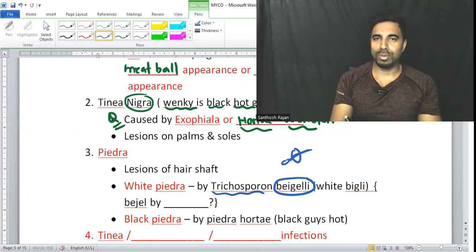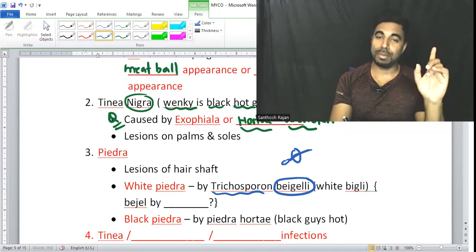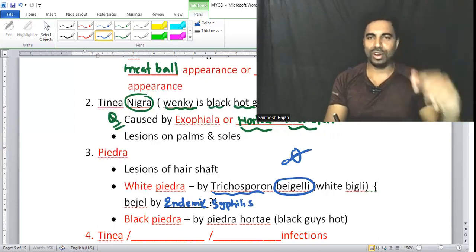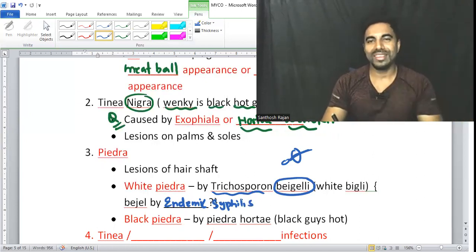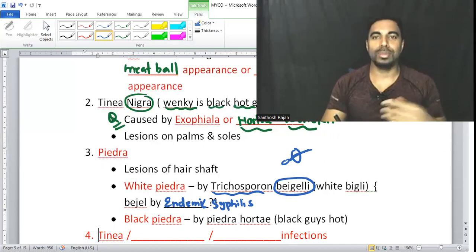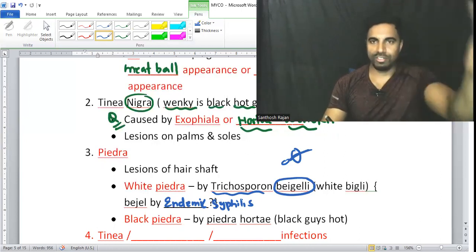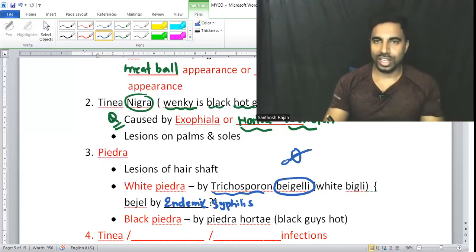We have one more Bijli. Don't confuse this Bijli and that Bijli. That Bijli is endemic syphilis. In the endemic area, Bijli. Endemic syphilis, another name is Bijli. We were talking about that in syphilis, Treponema. I'm talking about Treponema endemicum. When we were talking about Treponema pallidum for syphilis, we also discussed Treponema endemicum. The disease name is Bijli. Okay. Endemic syphilis it causes.